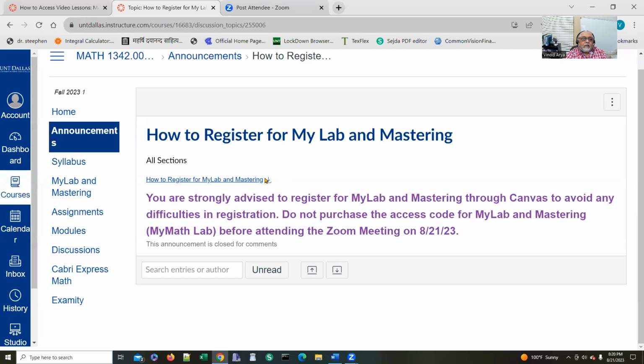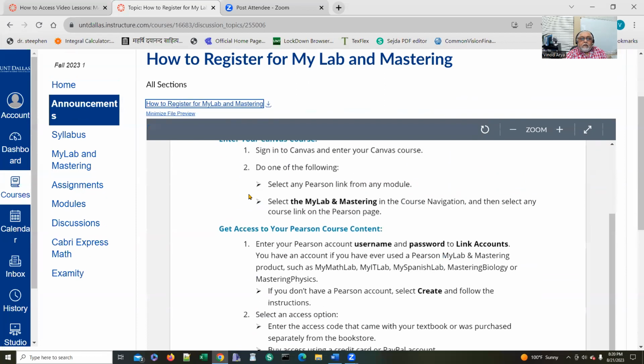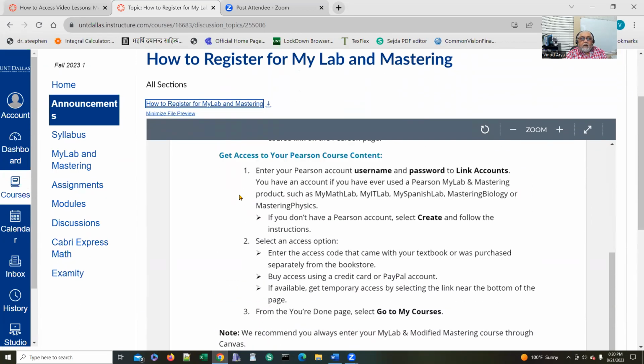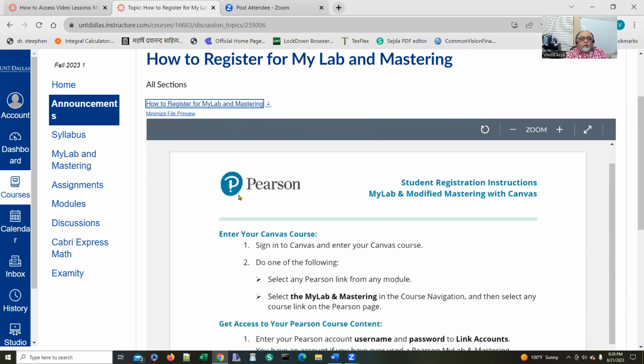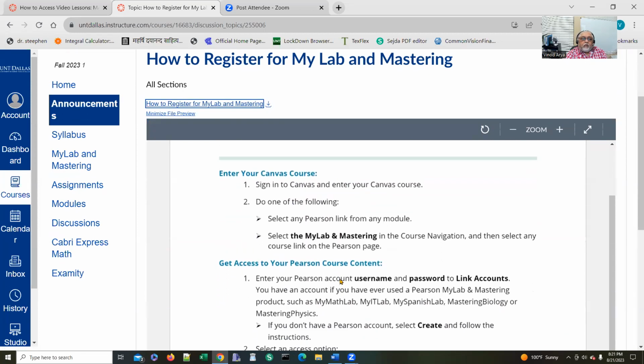So that is why this suggestion is. And if you click on this, you will see the directions from the publisher as to how to register through Canvas code. So these are the steps here. You can follow them. But what Nicole told me seemed more straightforward and probably easier, but just try to see which one works out better for you. Okay.